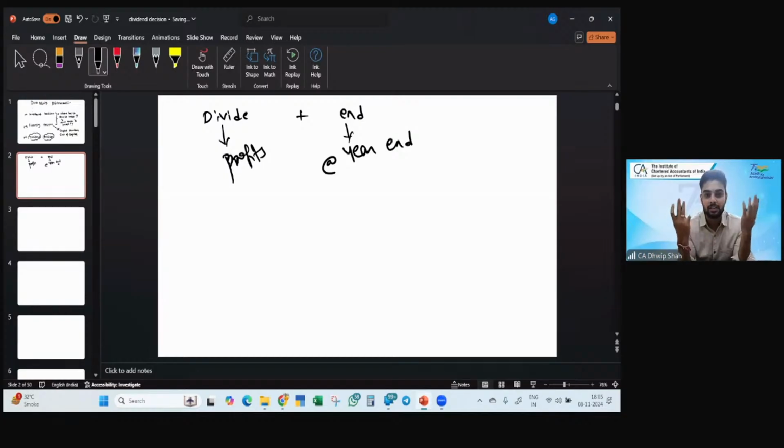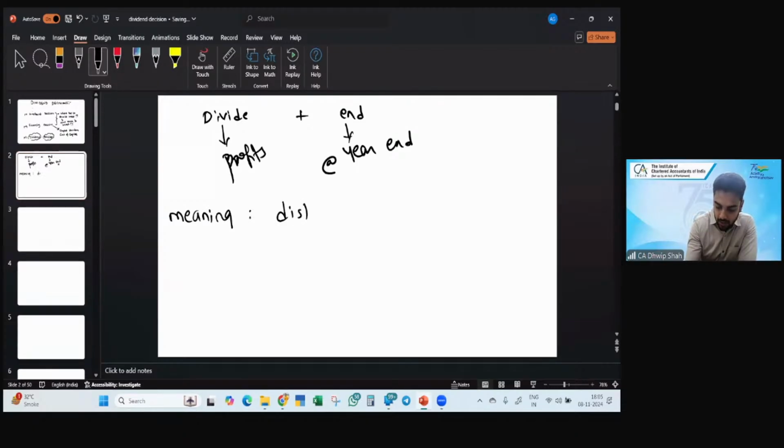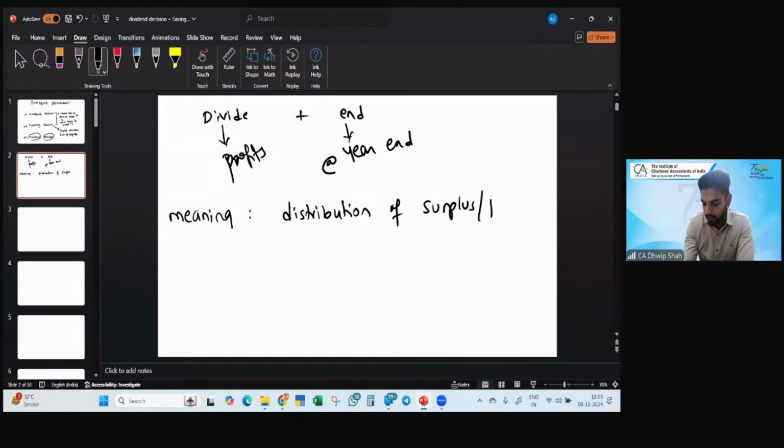Dividend is nothing but distribution of surplus. In simple layman terms, it is nothing but distribution of surplus or profits earned by the business.